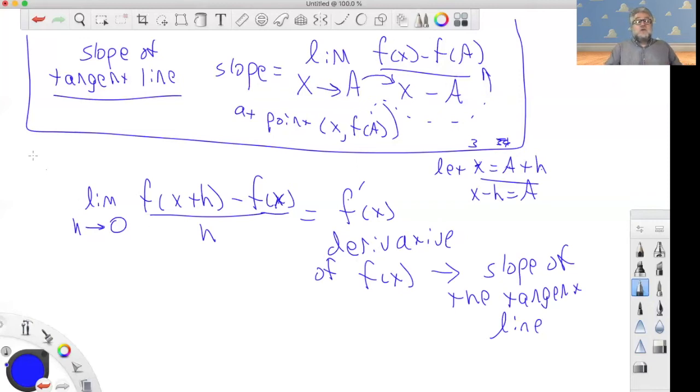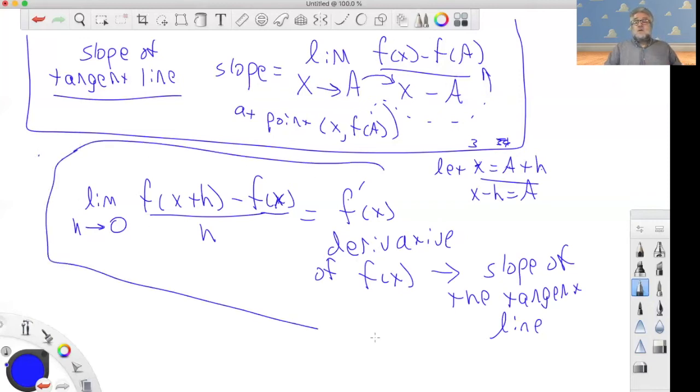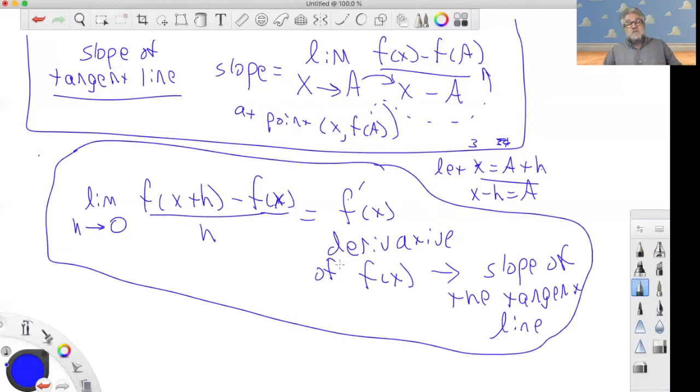So this will give us a function that we could plug any value of x in, and it's going to spit out the slope of the tangent line. And this is the real meat of calculus right here. And this is the important thing we're going to use.